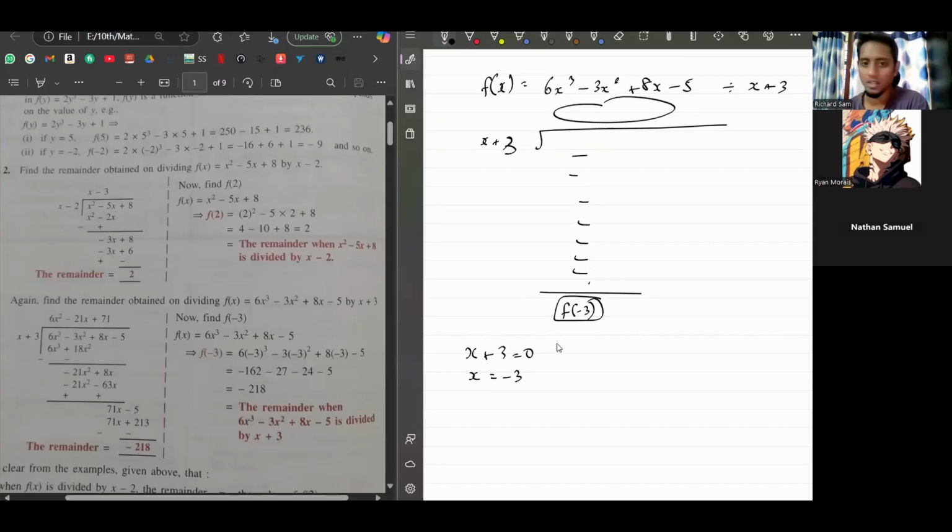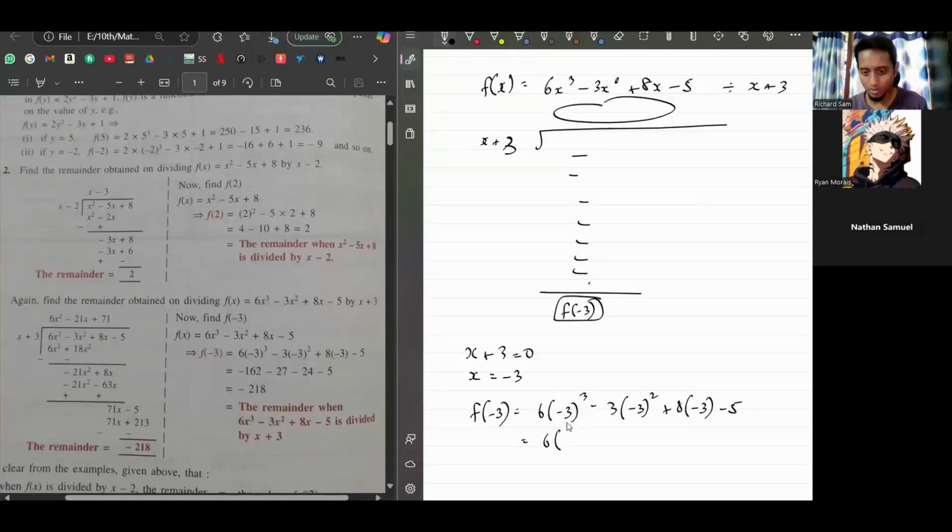Is that clear? Okay, so we have f of x. We have to find f of minus 3, which means in place of x, you have to put minus 3. So that will become 6 into minus 3 cube, minus 3 into minus 3 square, plus 8 into minus 3, minus 5.